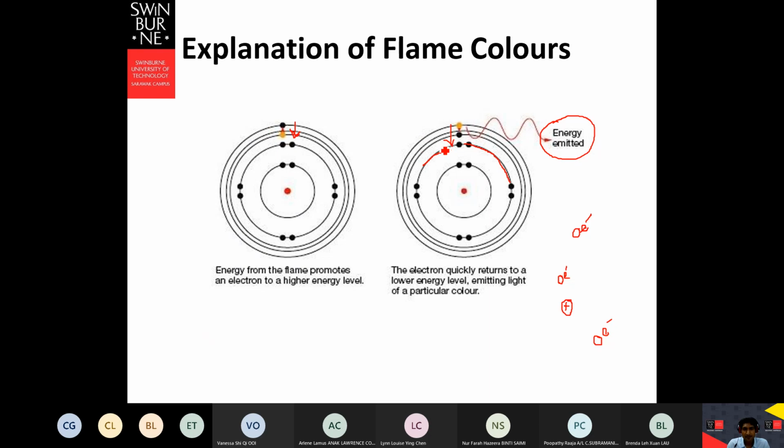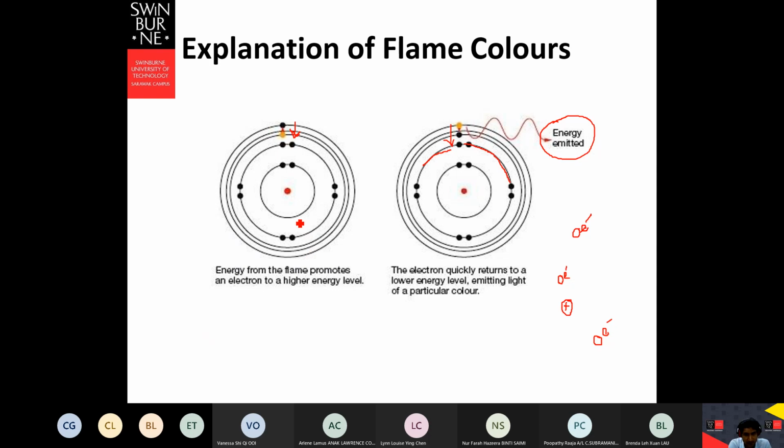And different energy will give us a different type of wavelength. And that wavelength is coming to our eyes as a different color. It's not that all the metal elements that we heat up we can see, because some of the wavelengths will not come to our eyes, but if we can see it, we will see a different color.